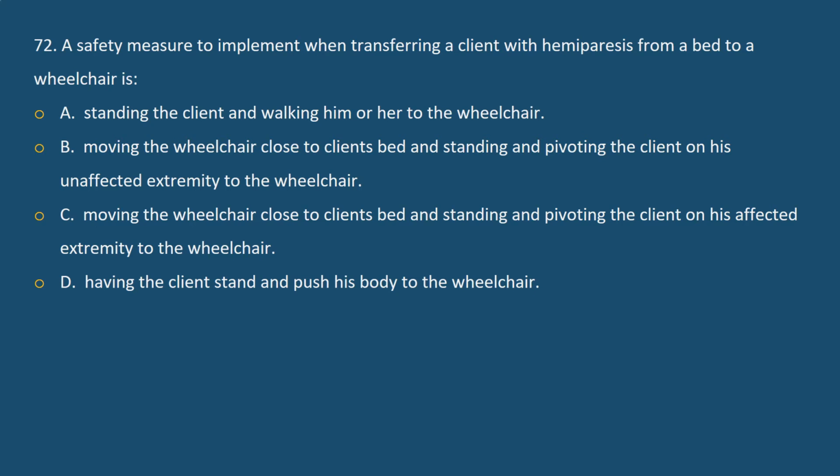Question 72. A safety measure to implement when transferring a client with hemiparalysis from a bed to a wheelchair is: A. Standing the client and walking him or her to the wheelchair. B. Moving the wheelchair close to the client's bed and standing and pivoting the client on his unaffected extremity to the wheelchair. C. Moving the wheelchair close to the client's bed and standing and pivoting the client on his affected extremity to the wheelchair. D. Having the client stand and push his body to the wheelchair.